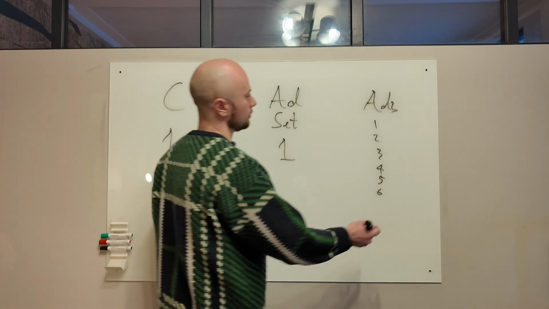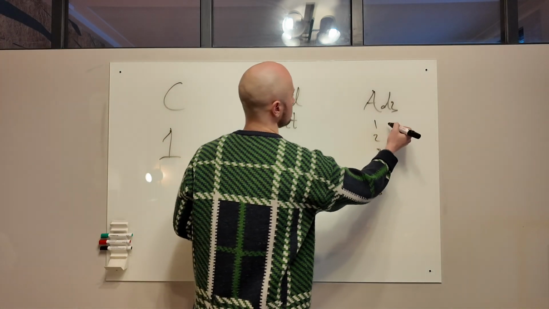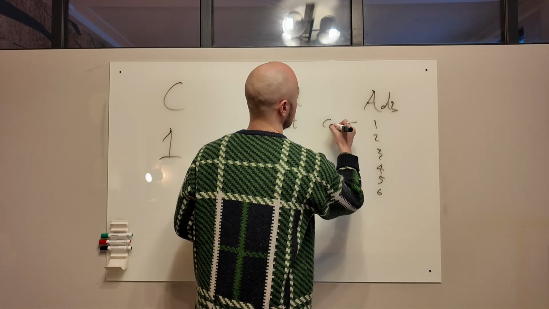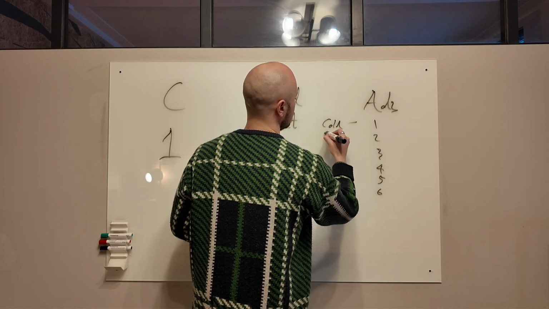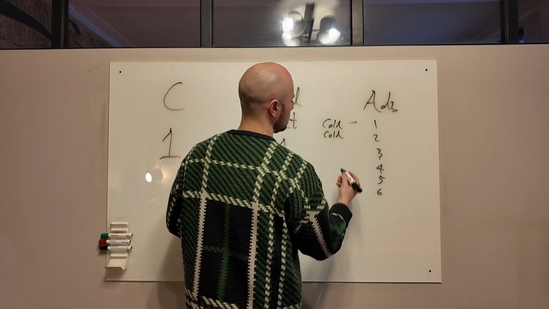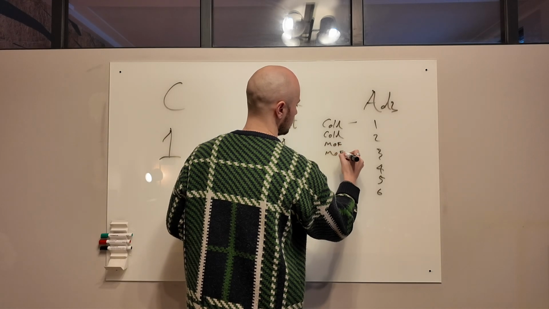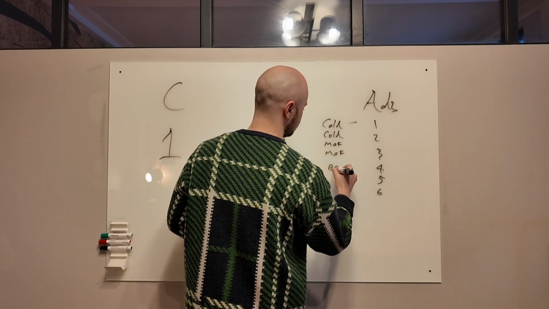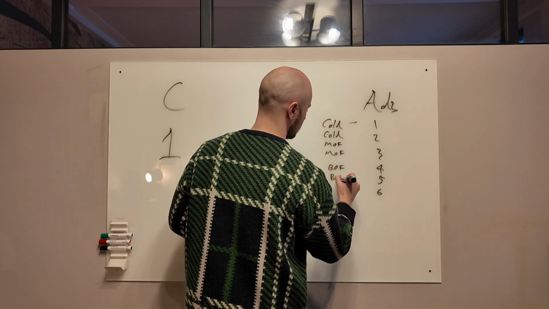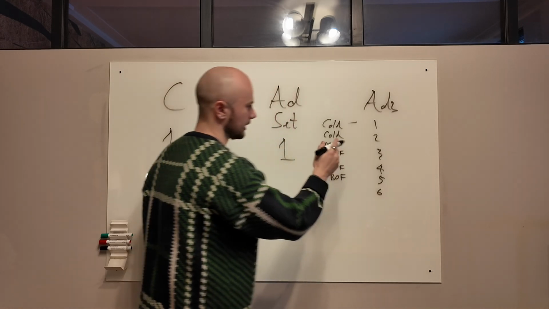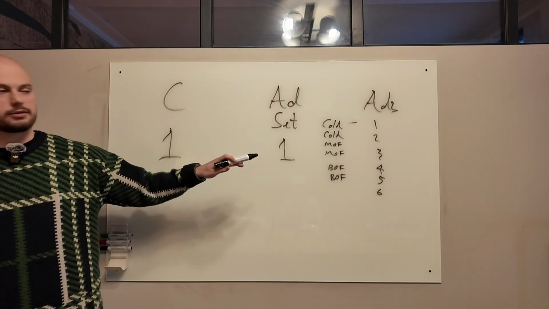But in this case, just to get started, we're going to have a cold ad, and then a cold ad here. Then we're going to have middle of funnel, and bottom of funnel, bottom of funnel. So we're going to have 6 different ads, and they're all doing different jobs.